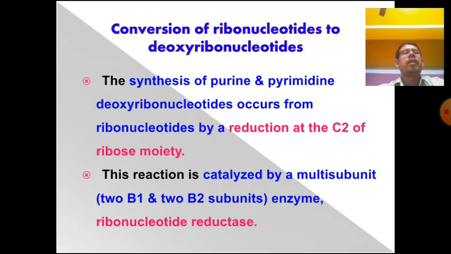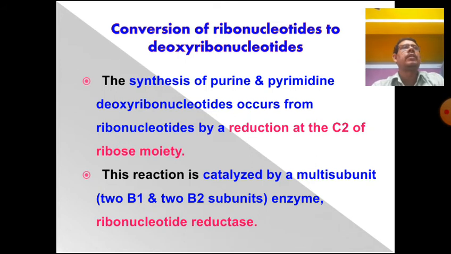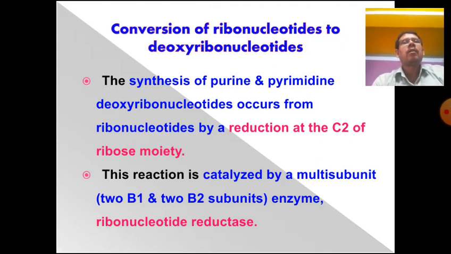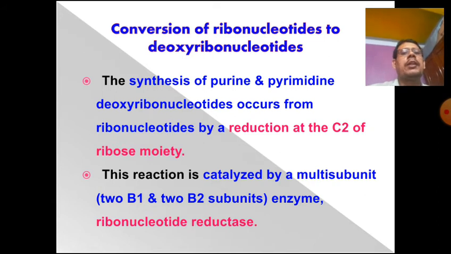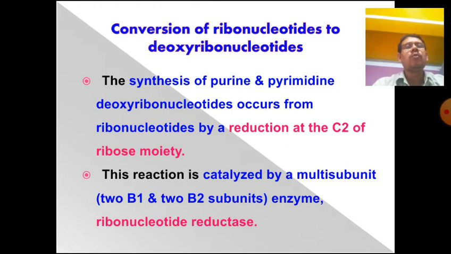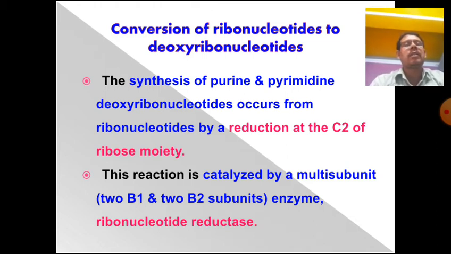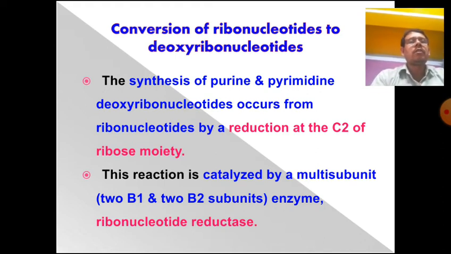And conversion of ribonucleotide to deoxyribonucleotide. These are the bases used for ribonucleic acid, but how will it be converted to deoxyribonucleic acid? Actually, the starting material, ribose 5-phosphate, is the important factor. The synthesis of purine and pyrimidine deoxyribonucleotides occurs from the ribonucleotide by reduction at the C2 of the ribonucleotide, which was earlier discussed very briefly in the case of nucleic acids and the structure of DNA.